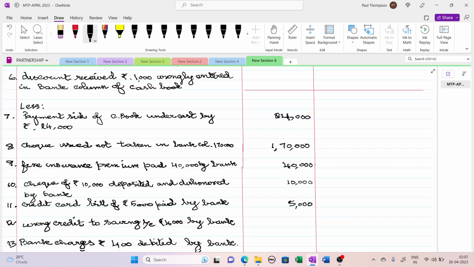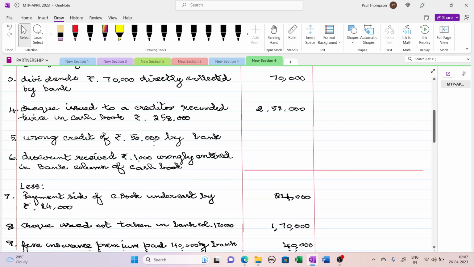Next one is, bank wrongly credited 50,000 to our account. It has to go to some other customer's account. See, that 50,000 of another customer is in our account. So the bank has given a credit, so the balance has gone up in the passbook. 50,000 they have credited by mistake.